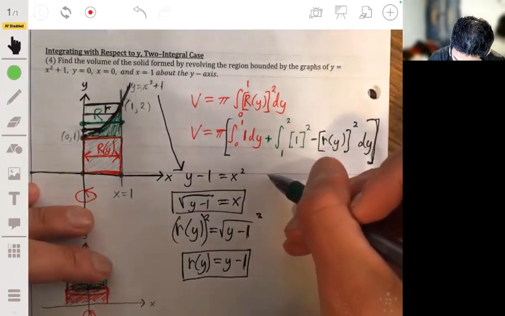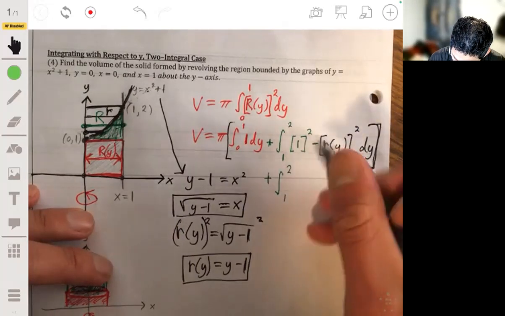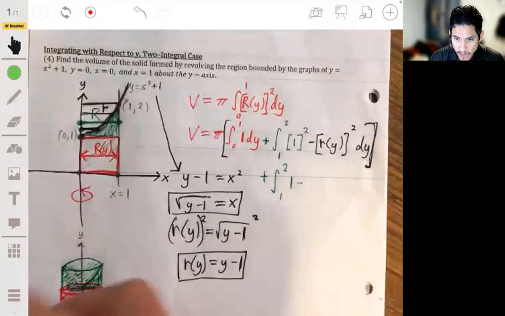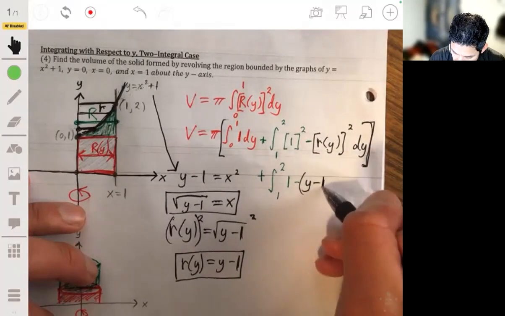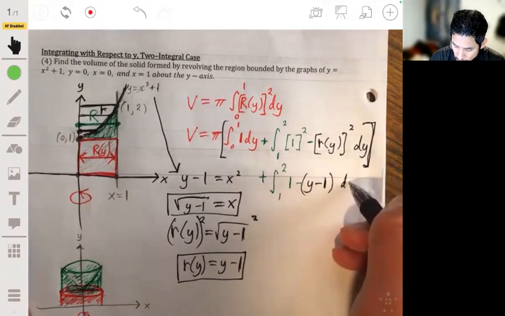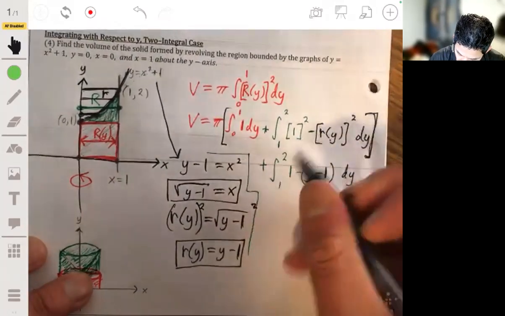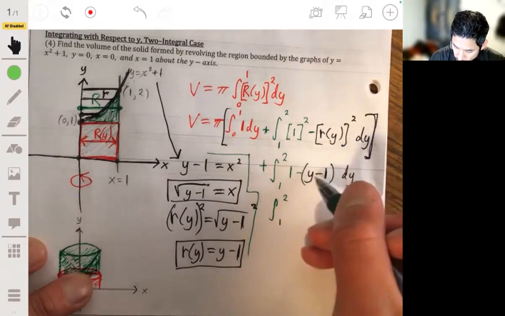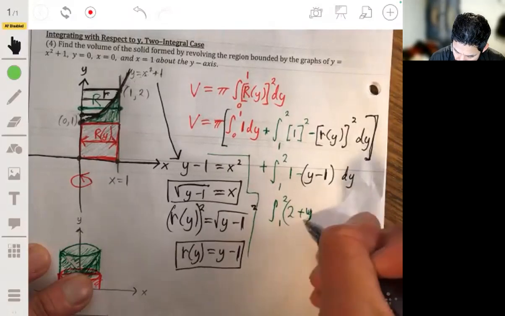So let's set up this integral down here. Plus the integral from 1 to 2, of 1 squared, which is 1, minus y minus 1 here. It's y minus 1 because we already took care of the squared. So it becomes 1 minus y minus a negative 1, so it just becomes 2 plus y dy.